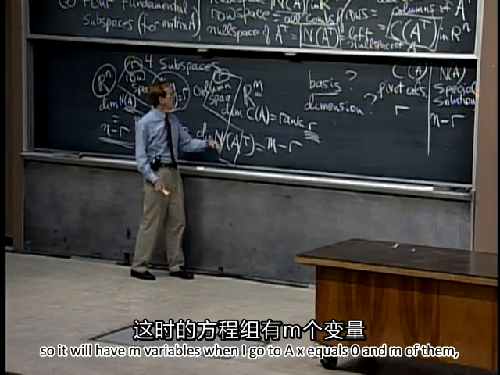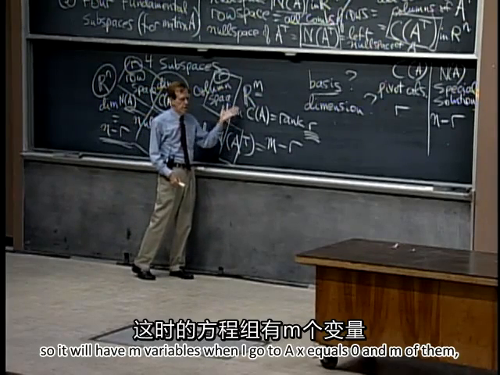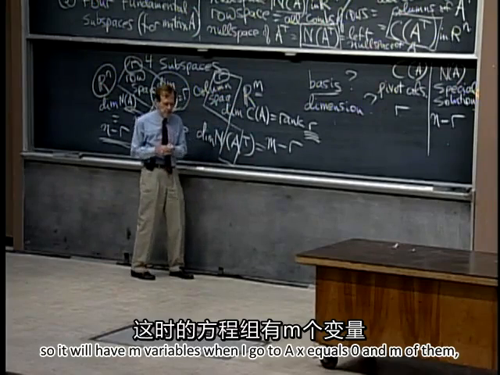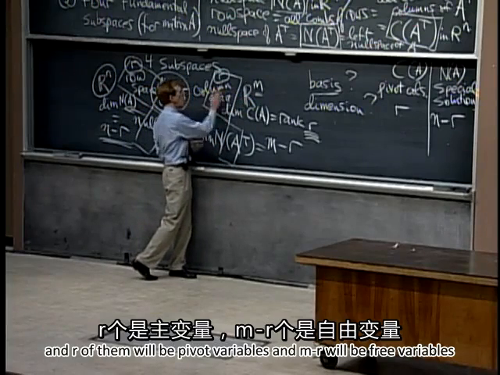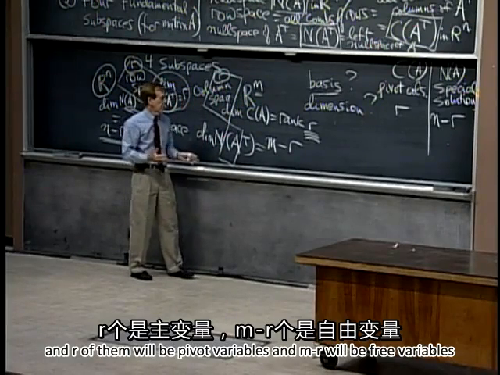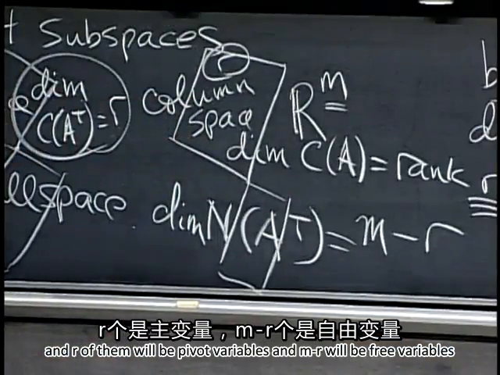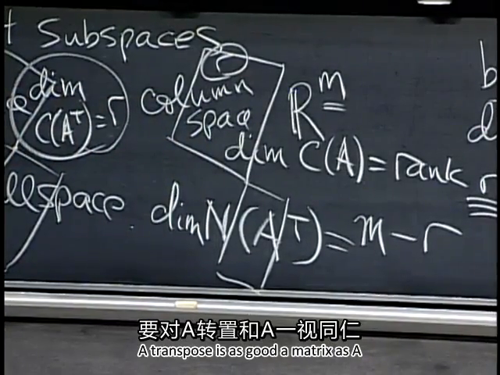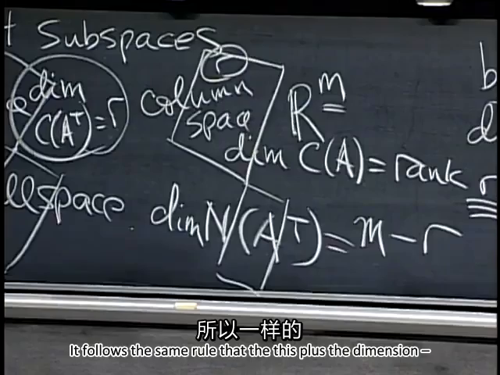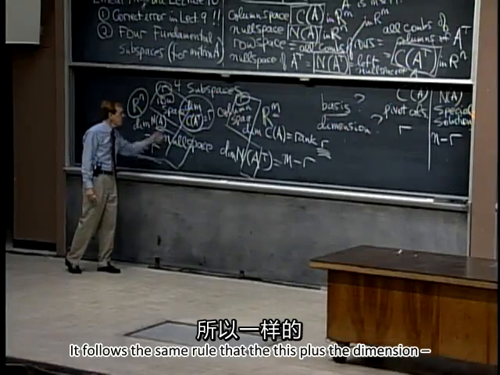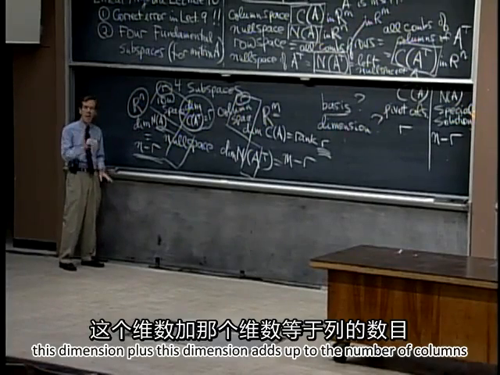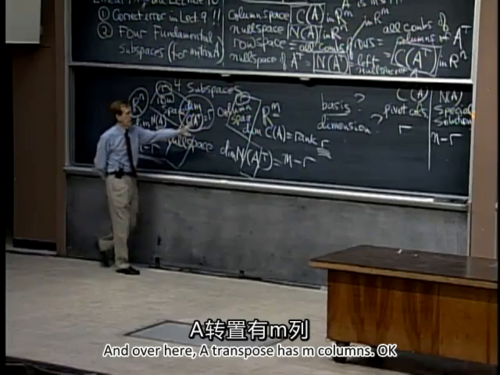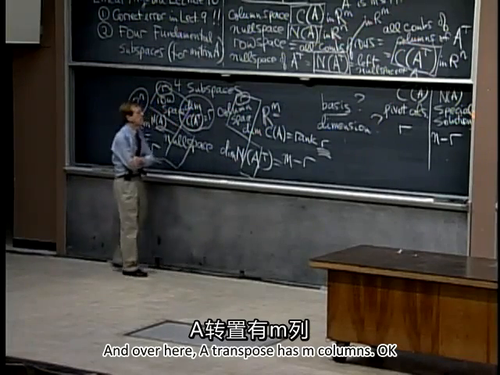It happens to have m columns. So it will have m variables when I go to A transpose y equals 0, and r of them will be pivot variables, and m minus r will be free variables. A transpose is as good a matrix as A. It follows the same rule that this dimension plus this dimension adds up to the number of columns. And over here, A transpose has m columns. Okay.